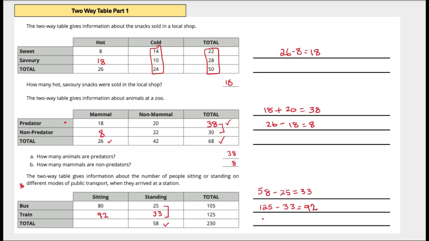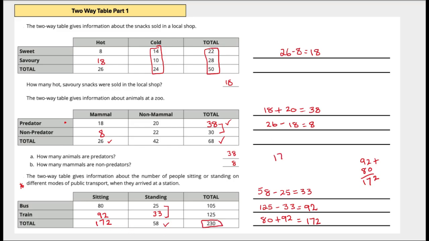So we can add them up to get our total of people sitting, which is 80 plus 92. Maybe it's non-calculator, so I'm going to do non-calculator with you. So that's 2. 9 and 8 is 7. So that's 172. Sitting. And we're just going to check now because they've given us 230.